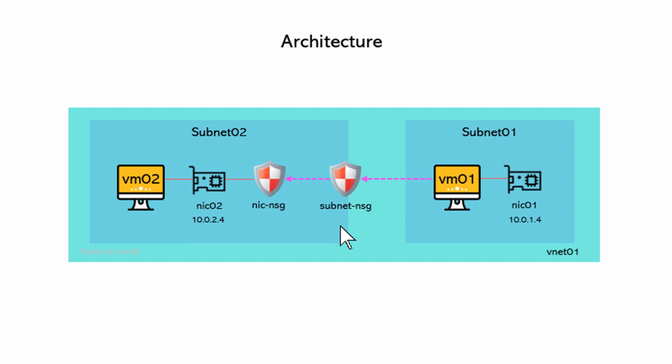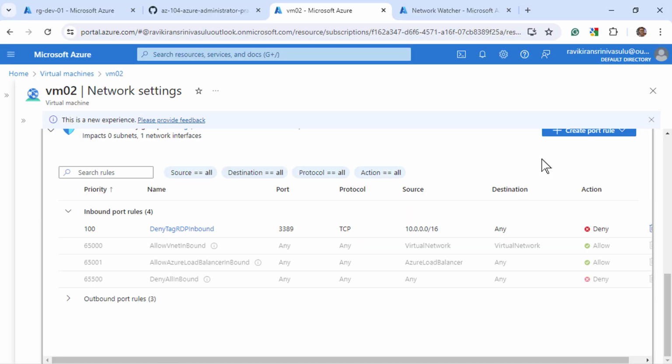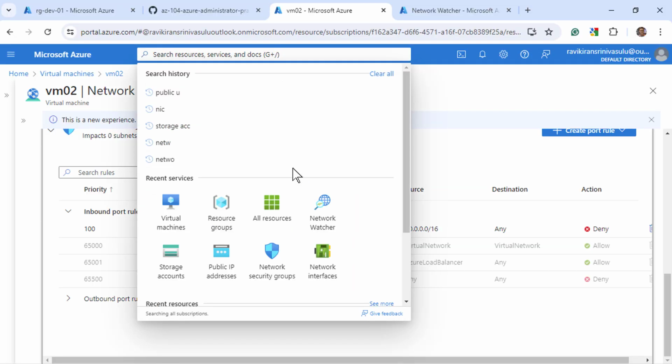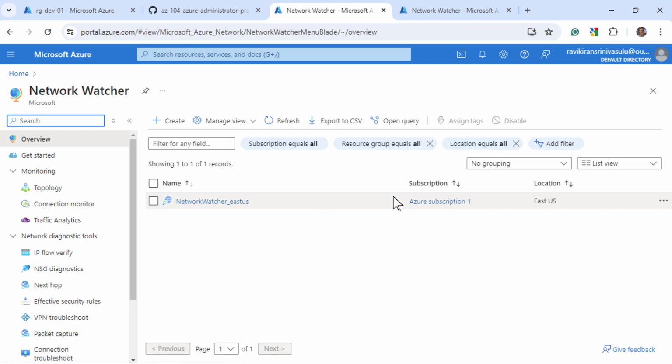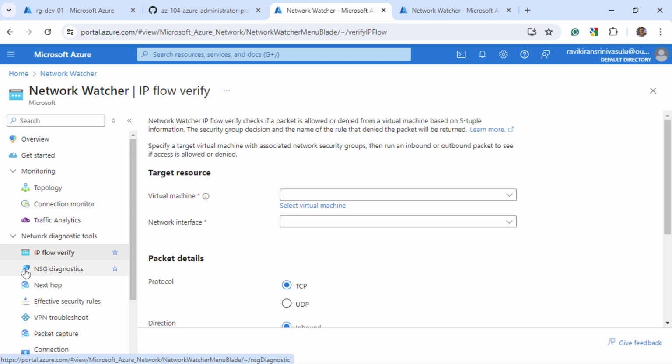If a packet is allowed by the NSG attached to the subnet, but it is denied by the NSG attached to the NIC, still the packet will not be able to reach VM02. So with this understanding of how the NSG rules are processed, you can go to Network Watcher and check IP Flow Verify and NSG Diagnostics to learn about the third difference between these two Network Watcher tools.